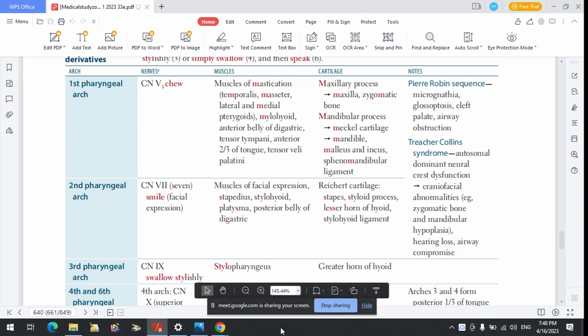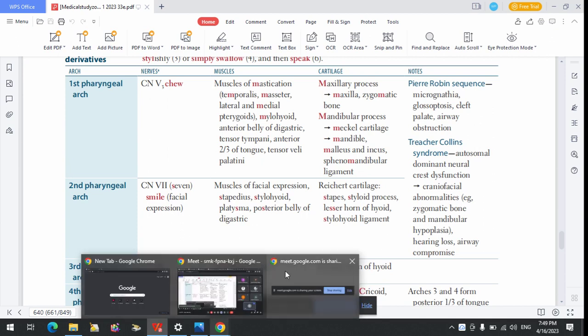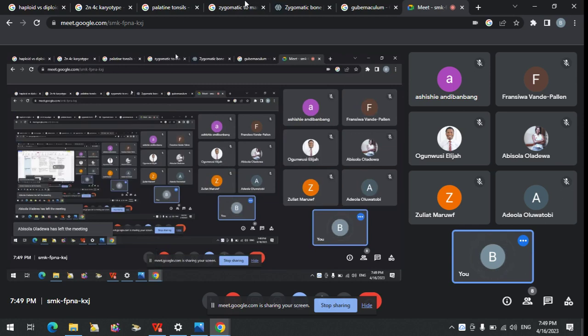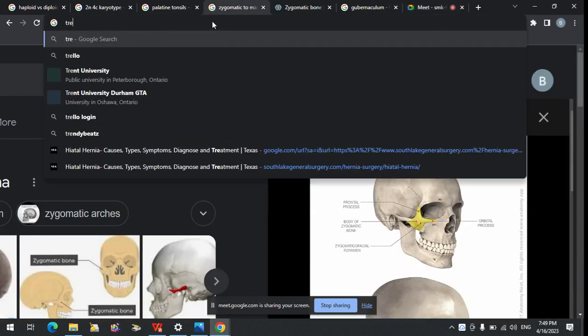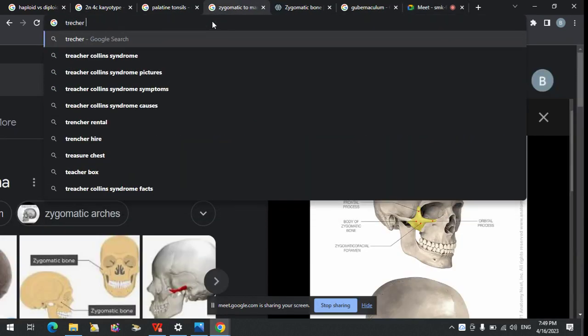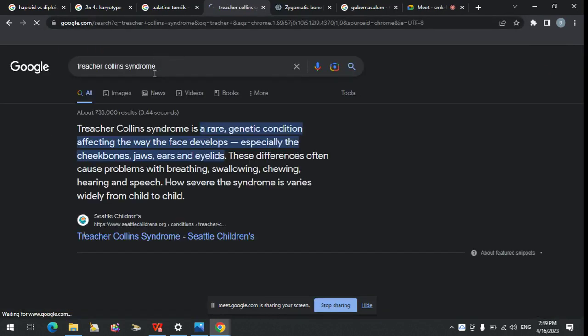Let me show us a picture of Treacher Collins so that we can appreciate what it looks like. You see the ears. The ears will not be there. Although they look very similar, they look very similar. So the presentation is actually much more, but let's just stick with what we have in our course. We can't be learning everything.